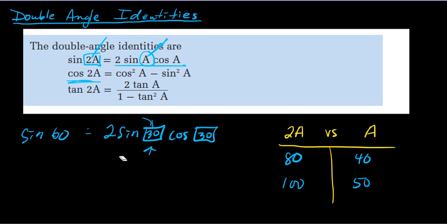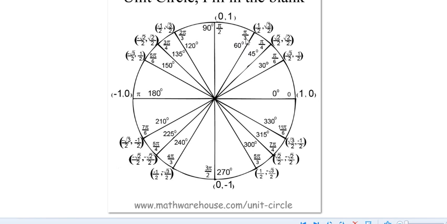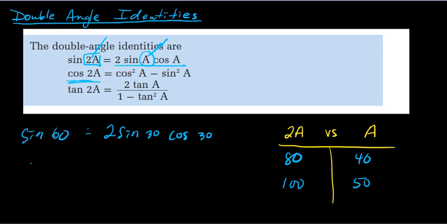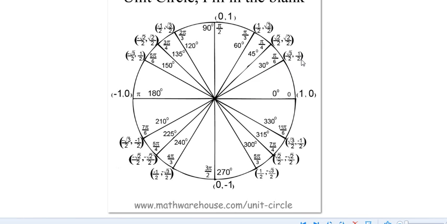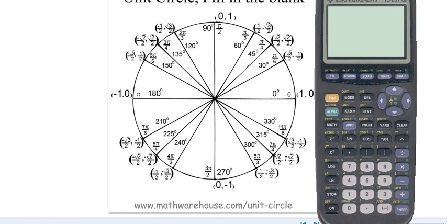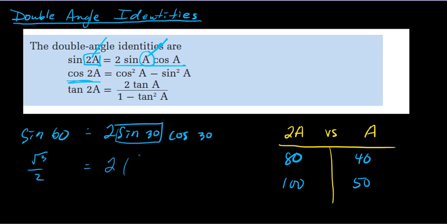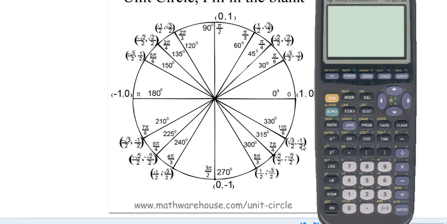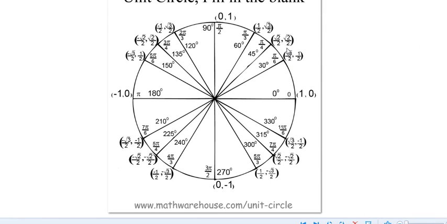So let's just really quickly verify this with 60 and 30. So sine of 60 is what? Let's go back to our unit circle. Sine of 60 is this one, right? It's cos and sine. So root 3 over 2. All right. So that means that root 3 over 2 should equal 2 times sine of 30 times cos of 30, which here's 30. Sine of 30 is 1/2, and cos of 30 is root 3 over 2.